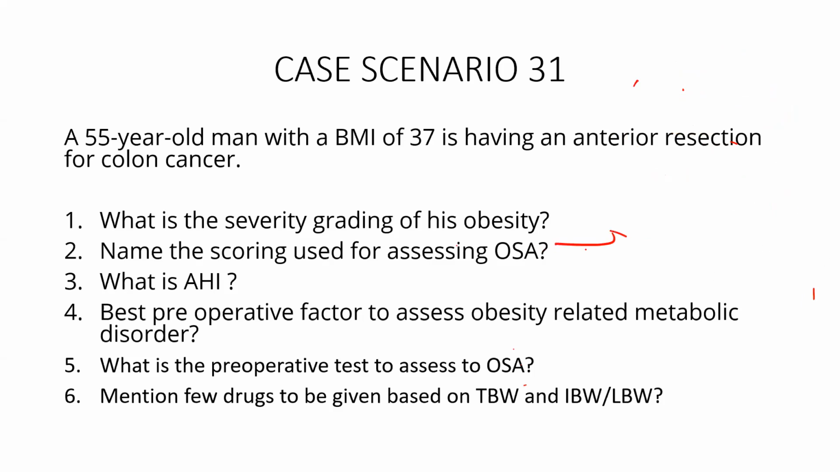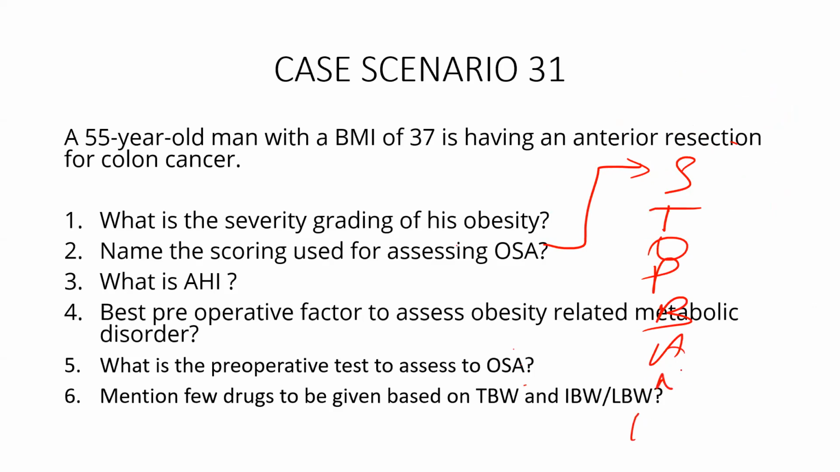What are the scores used in OSA? Scores for risk scoring, STOP-BANG. Okay. I hope you know what is STOP-BANG. Can you tell briefly, explain what is STOP-BANG? Snoring, tiredness, observed sleep apnea, blood pressure, BMI more than 35, age more than 50, neck circumference more than 40, and gender male. Good.